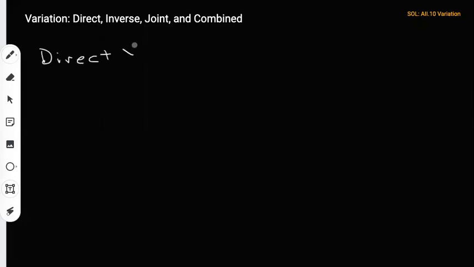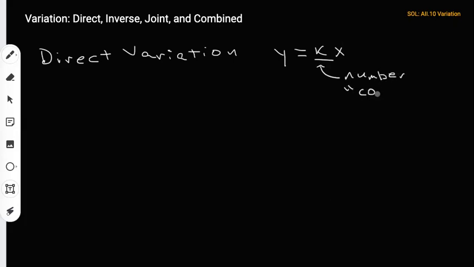Direct variation. This one is going to have the equation y equals k times x. Now, it's important to know that k is going to be a number. K is going to be a number. It's going to be called the constant of variation. The constant of variation. So we're going to be relying on that k value a lot.